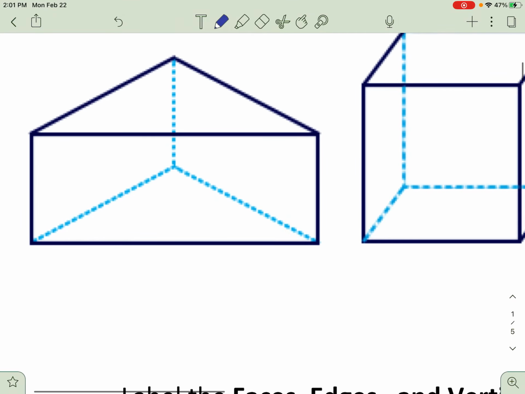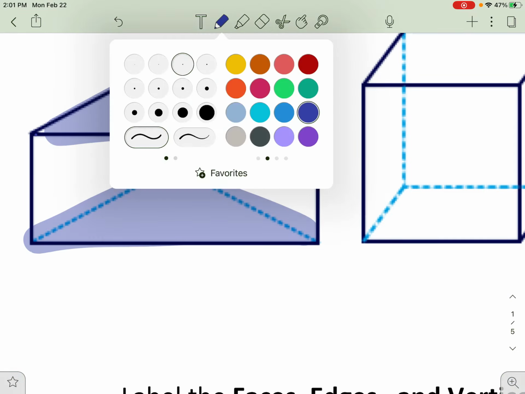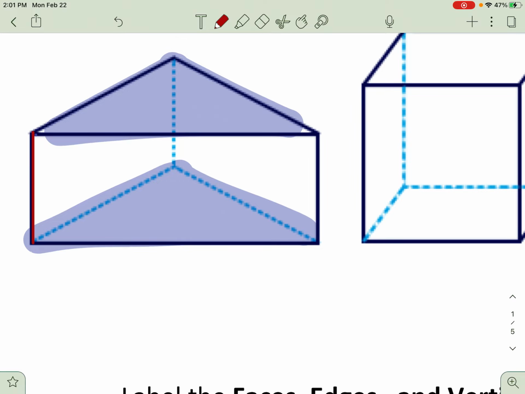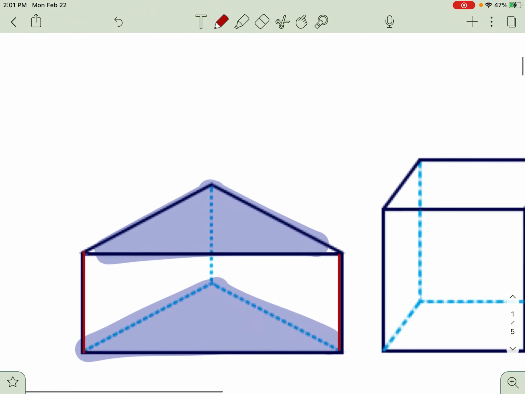Okay, so if we look at this first one, you can see that we have this triangle on the top, and that's a face, and then we have a triangle that would be on the bottom, and then we have basically these rectangles that connect the two bases. So since the base shape is a triangle, this is called a triangular prism.